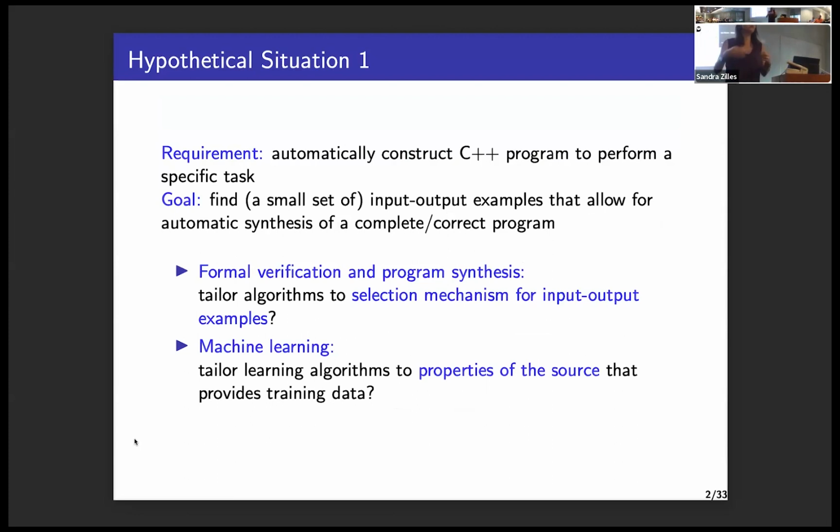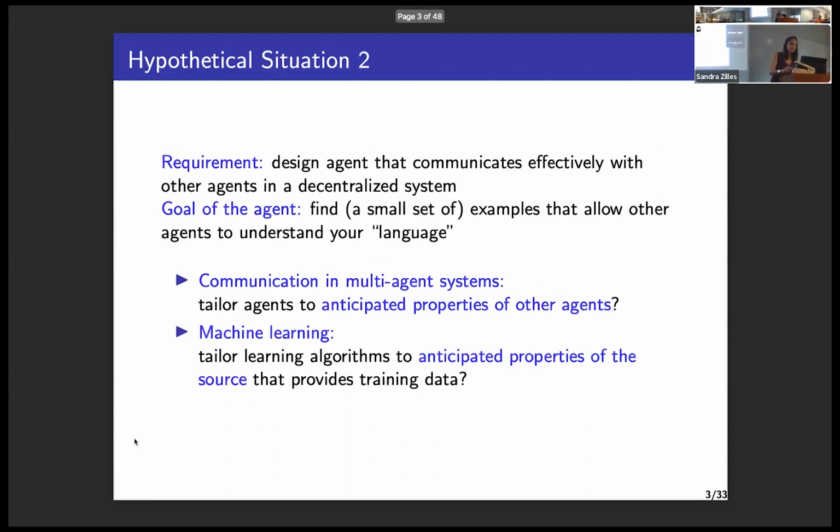We know that machine learning works better if the data is chosen carefully, but what I'm saying is it'll work yet even better if the machine learning algorithm knows something about how the data was chosen. A similar situation may happen in multi-agent communication. If you have some decentralized system of agents and you want to design an agent that can communicate effectively, this agent may have to convey some of its language and what that means to other agents. And again, perhaps you could tailor agents to what you anticipate the source of information is. Maybe you know something about how it works, right? And I want to study that kind of mechanism in a very abstract learning theoretic setting.